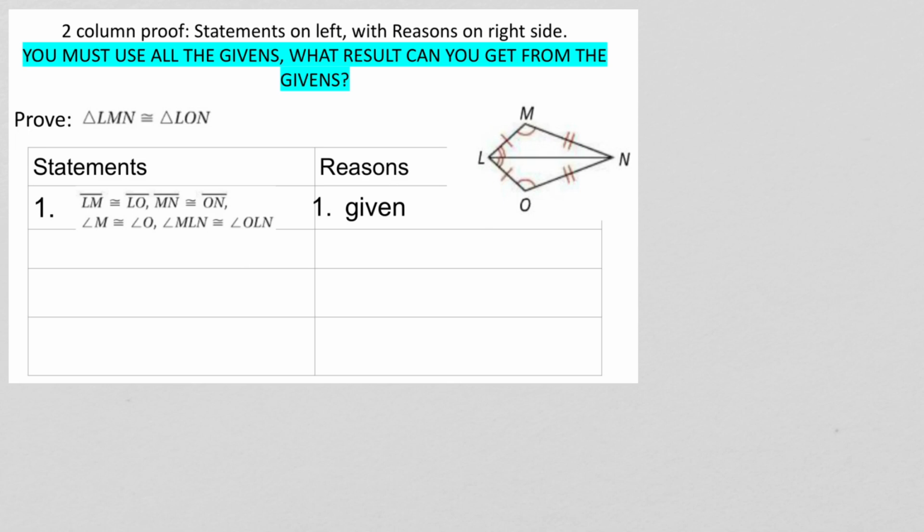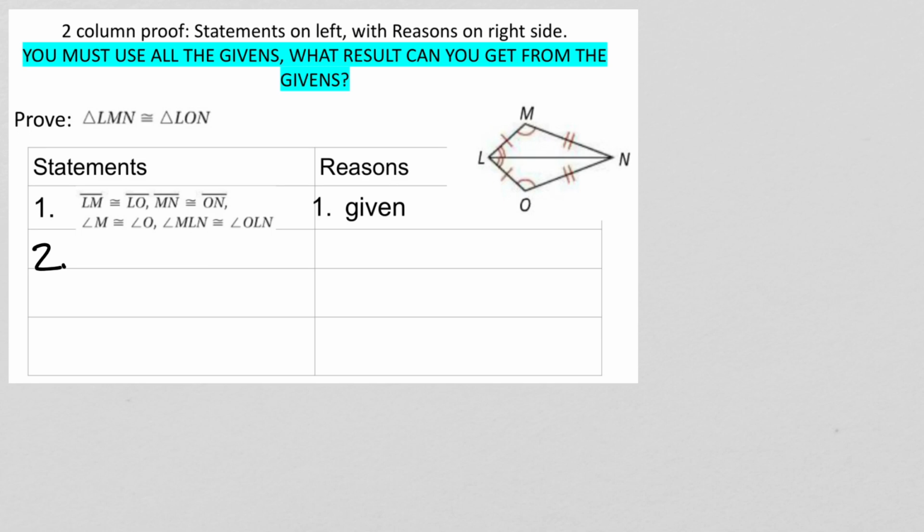And what's nice is they already have it labeled on the picture that LM equals LO, right? MN equals this one, ON, and the same thing for the angles. M equals O, this angle equaling this one. So for us to prove triangles congruent, we have to remember from the very beginning of 4.1, all corresponding angles, all corresponding sides must be equal. Okay, so I'm just going to erase this stuff.